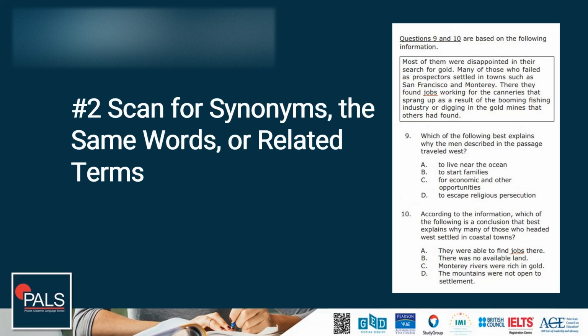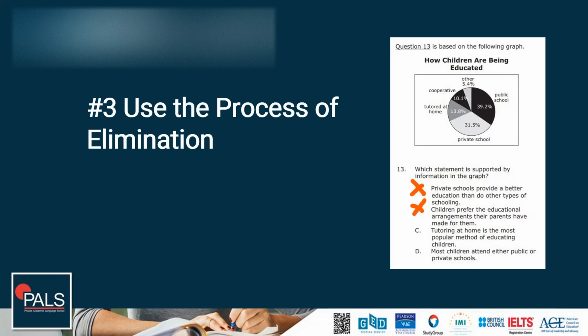Number 2, scan for synonyms, the same words or related terms. As you can see here in the passage, I've underlined jobs. And in question number 10, they state they were able to find jobs there. This is an indicator that you can find the answer quickly by scanning for those terms and checking to see if it makes sense. Number 3, use the process of elimination.